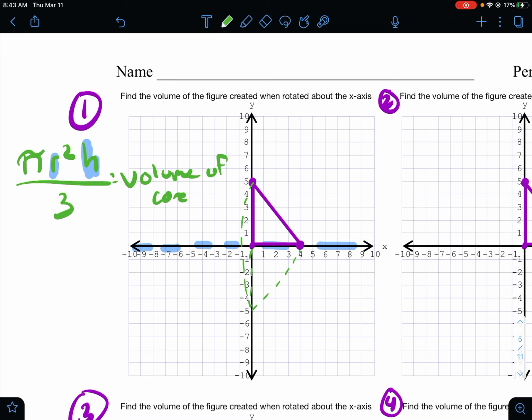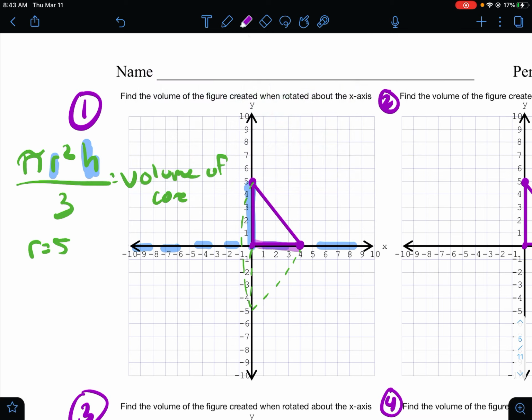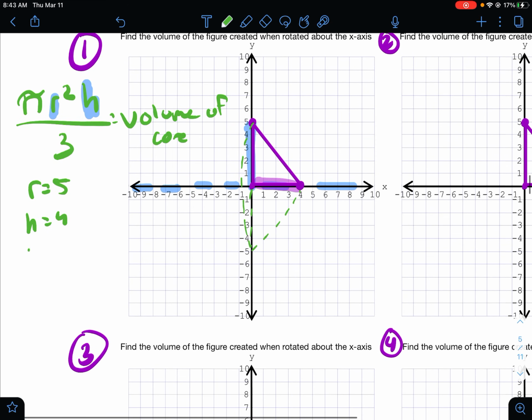So here, the radius of this cone, that's going to be this value here, right? If you can imagine this cone that was just created, it's going to be half of the circle that was made. Well, the radius here is going to be 5. And then the height is going to be this value here, right? The height of the cone is going to be 4. So we can go ahead and plug those in.